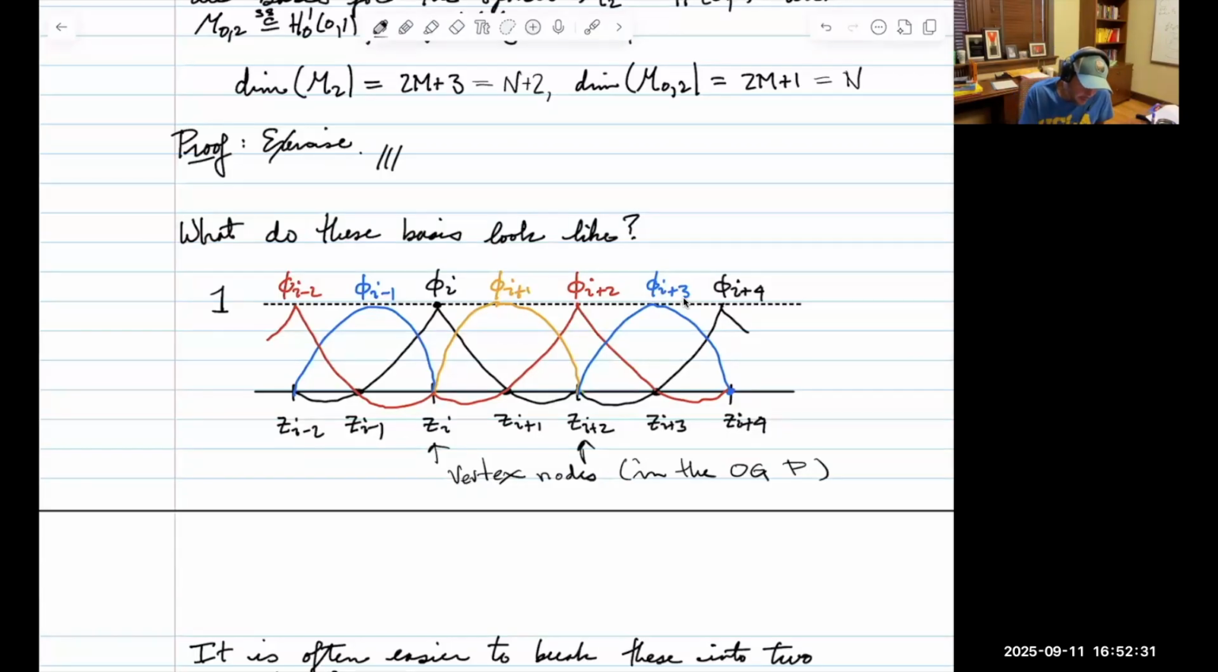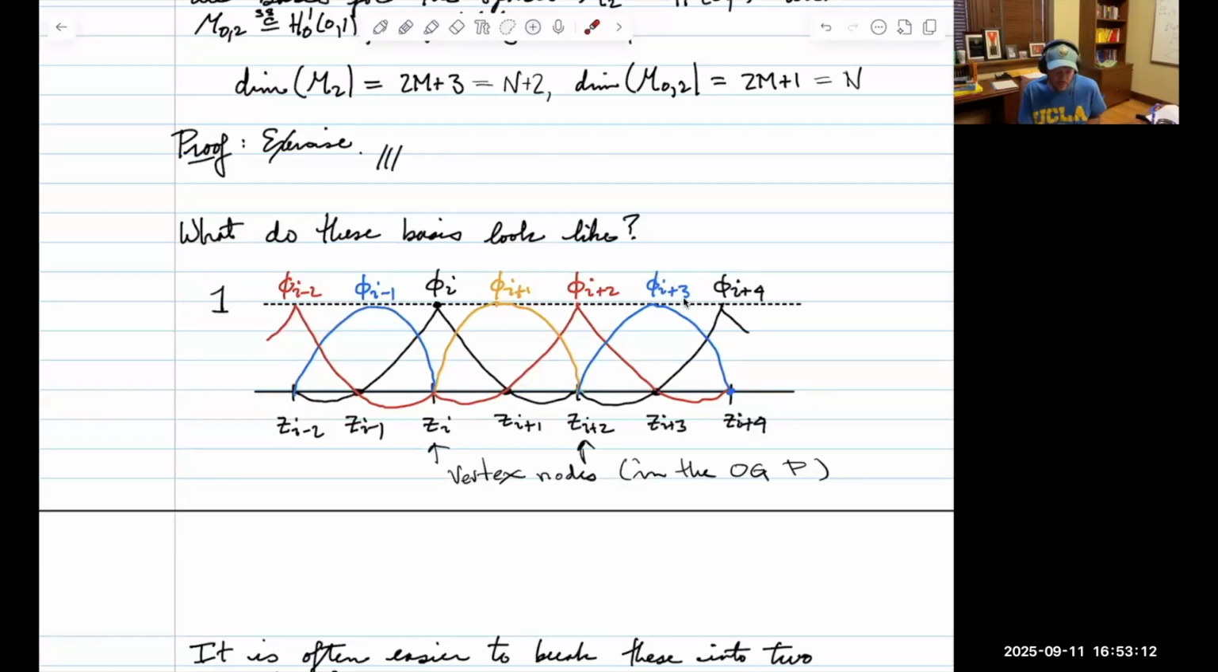What do the basis functions look like for the midpoint nodes? These guys here are midpoint nodes. What do the basis functions look like there? Well, it's got to be 1 at this node, which is a midpoint node now. It's got to be 0 at those two nearest neighbor nodes, and then it has to be 0 everywhere else. So that's what that basis function looks like.